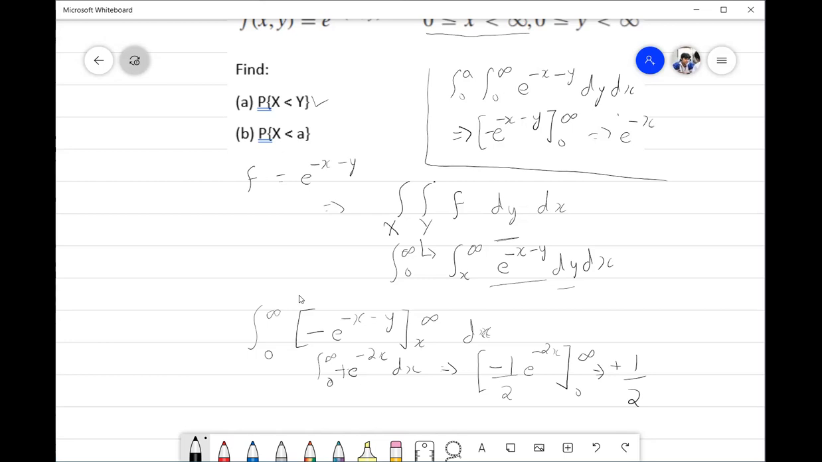Right, and now I have to integrate this with respect to x dx. So this will be minus e to the power minus x with the limit 0 to a, and this will be minus e to the power minus a plus 1. So this is 1 minus e to the power minus a.